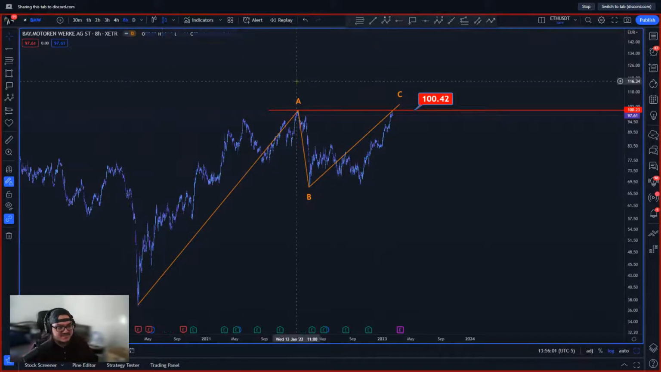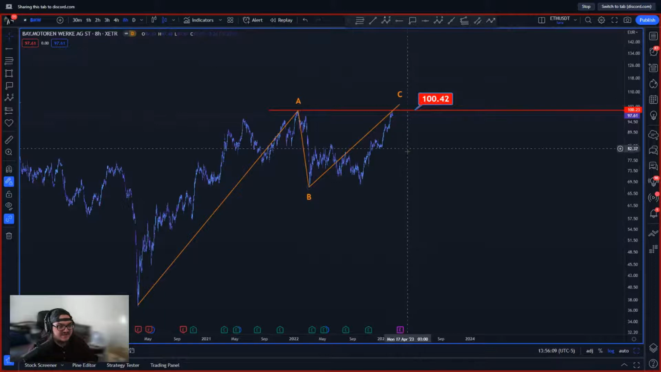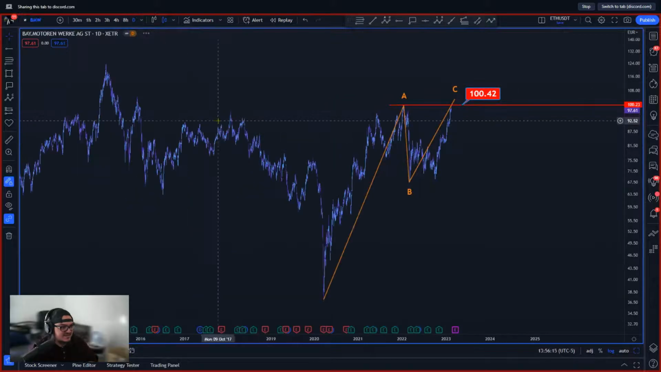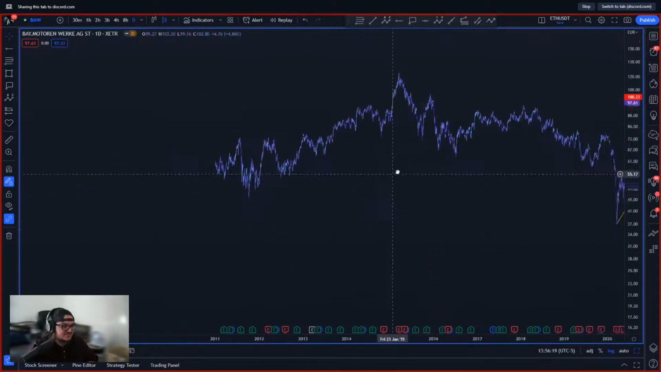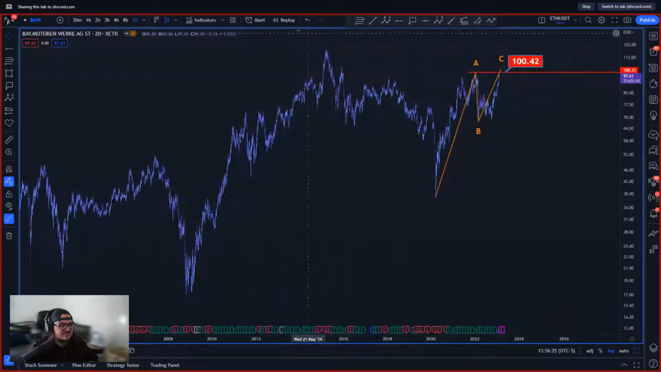But when it comes to BMW, the main setup I see at the moment is that it looks like we're going to come up and break that 142 level. So if we break above and get back below, not good for BMW. But if we continue to push, it looks like this is part of a much larger ABC here.